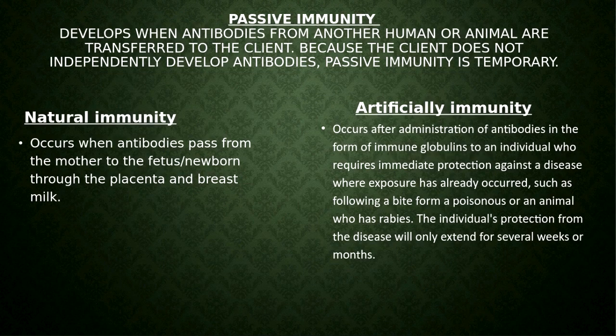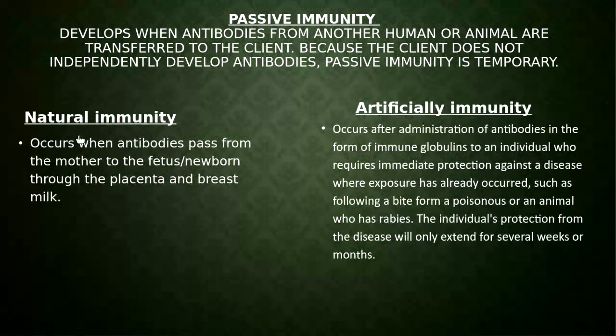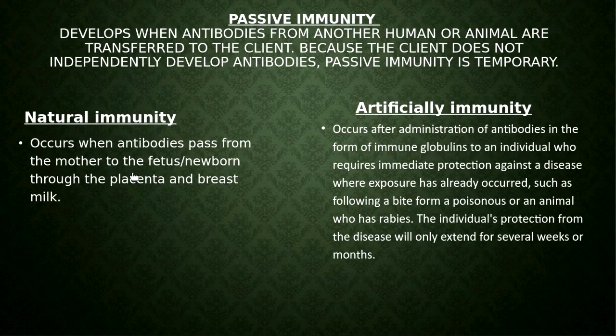Passive immunity. This develops when antibodies from another human or animal are transferred to the client because the client does not independently develop antibodies. Passive immunity is temporary. So you have natural passive immunity. This occurs when antibodies pass from the mother to the newborn. So this is when the baby develops an immunity from what it gets from its mother.